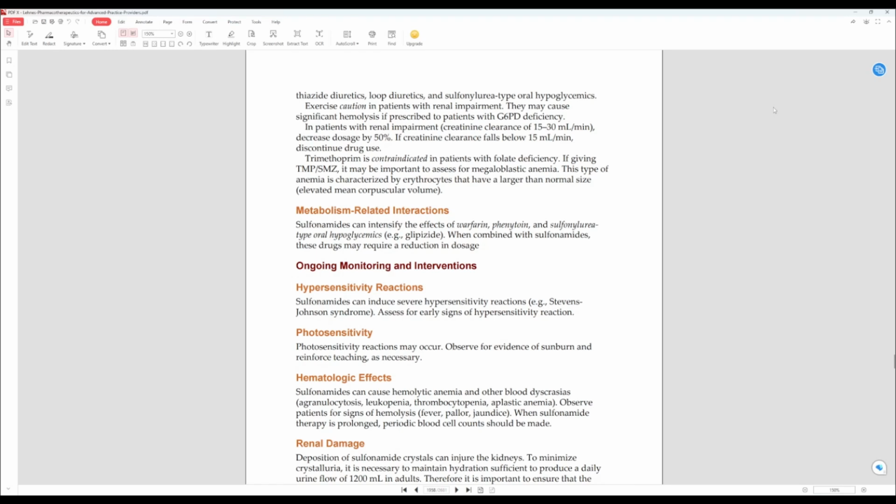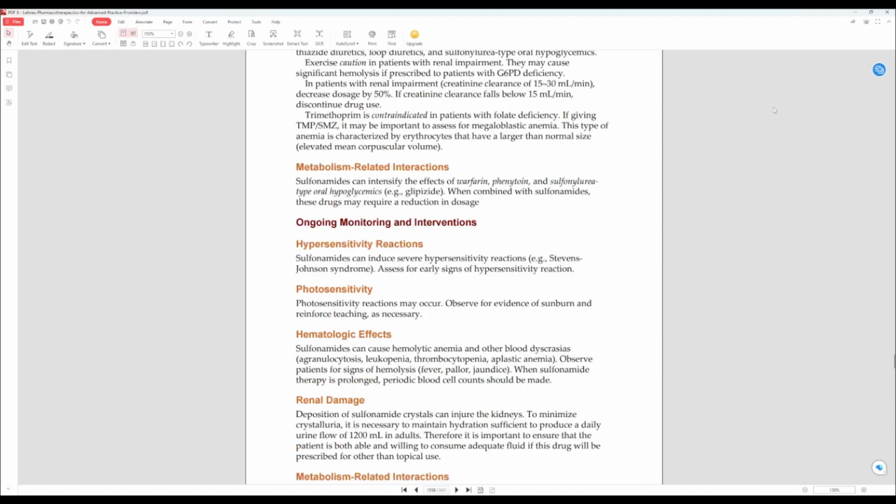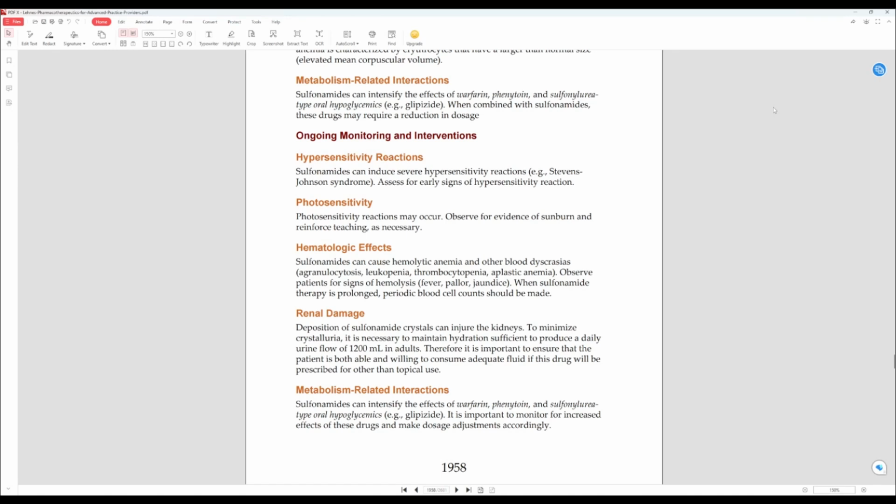In patients with renal impairment, decrease the dosage by up to 50%, and if creatinine clearance falls below 15 mL/min, discontinue the drug. Trimethoprim is contraindicated in patients who have a folate deficiency, so when giving TMP-SMZ, it may be important to assess for megaloblastic anemia. This type of anemia is again characterized by erythrocytes that have a larger than normal size. Metabolism-related interactions. Sulfonamides can intensify the effects of Coumadin, Dilantin, and glipizide. When combined with sulfonamides, these drugs may require a reduction in dose.